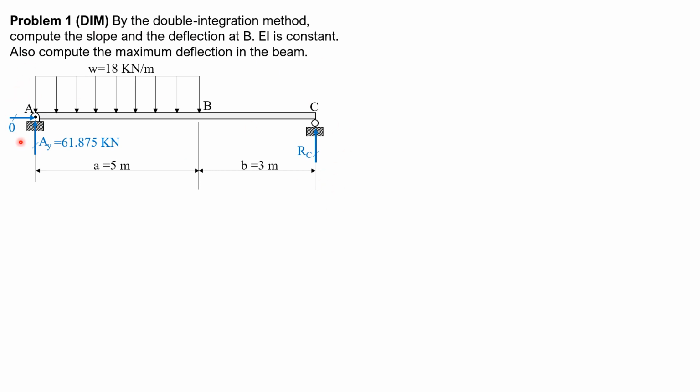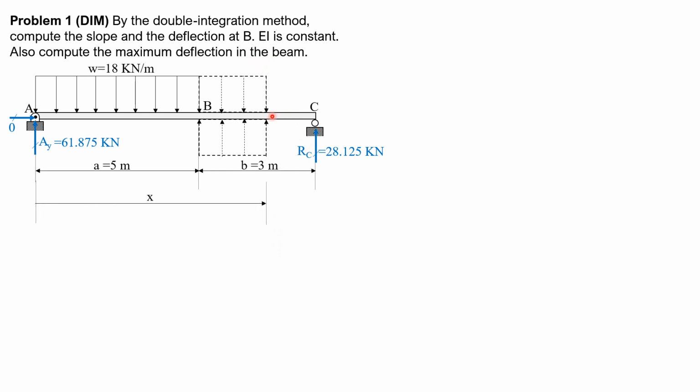Likewise, summation of moment about A equals 0, counterclockwise positive. So R sub C times 8 equals 18 times 5 times 2.5. So we'll get R sub C equals 28.125 kilonewtons. We want one moment equation only, so we have to extend the load up to here and neutralize it by also adding a load equal to 18 kilonewtons per meter upward.